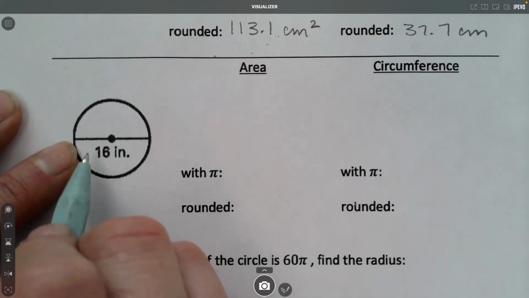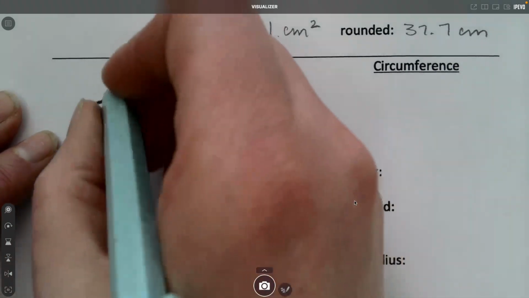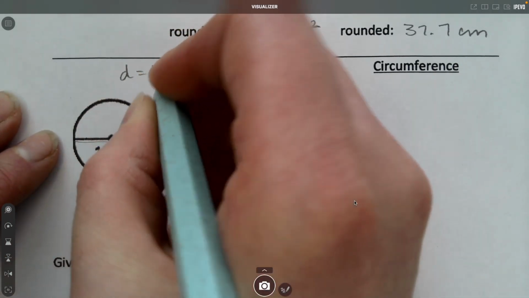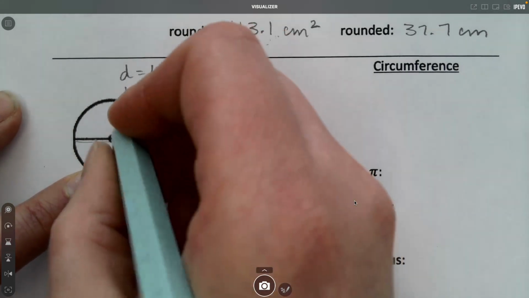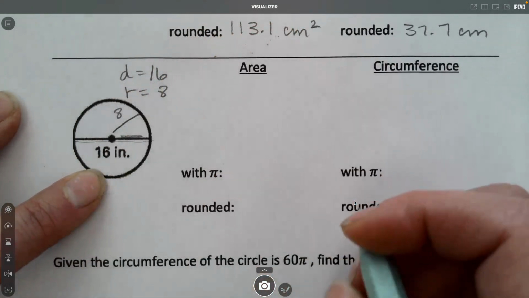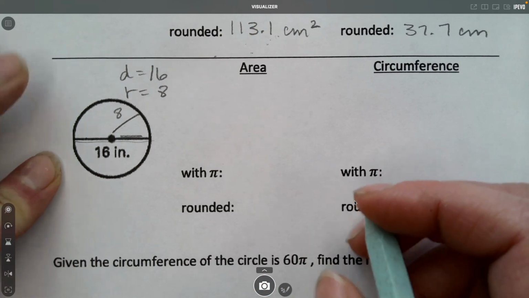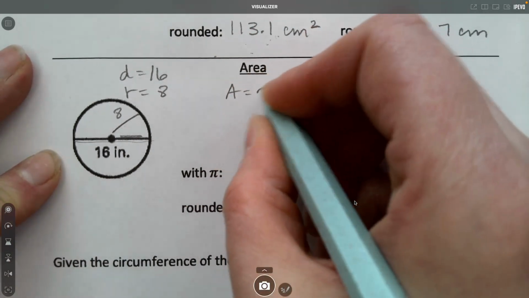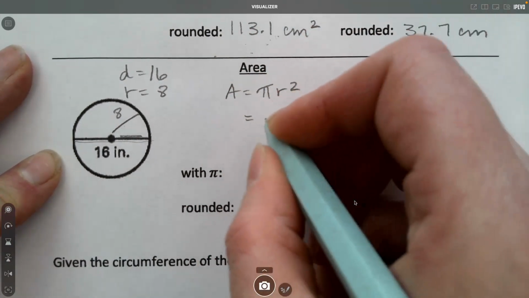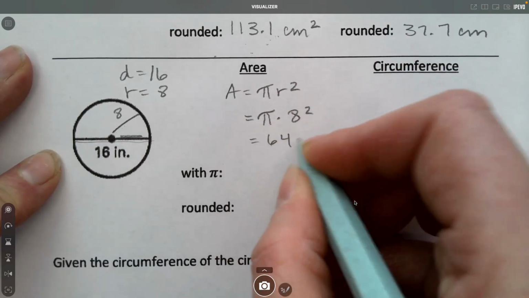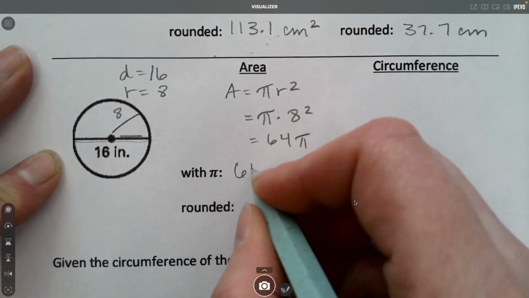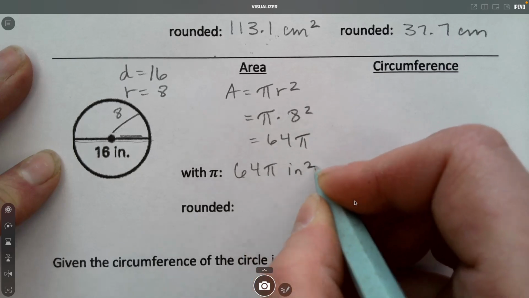On the next one, they're giving me a question where I'm given a diameter of 16. So that means, let's remember, my radius is only going to be half that amount. So my radius would just be 8. Now that I've got those numbers identified, area is going to be pi times my radius squared. In this one, that's pi times 8 squared, which is 64 pi. So that's 64 pi inches squared.